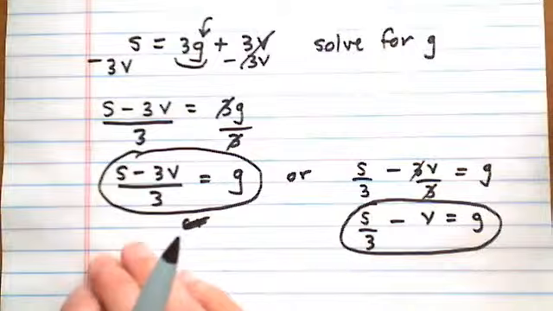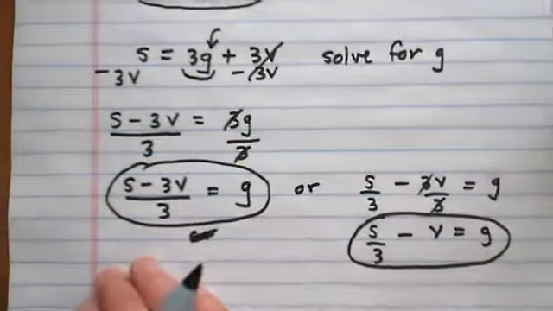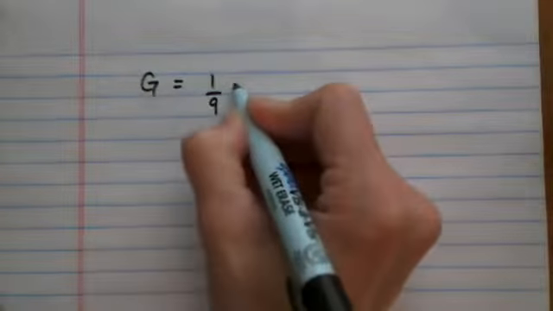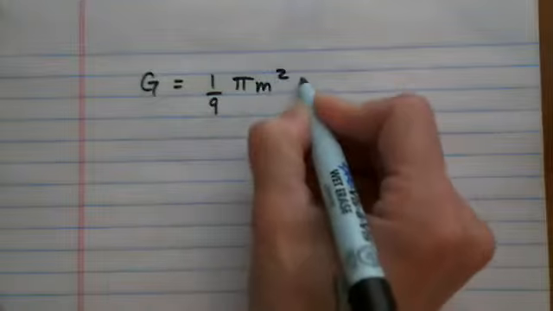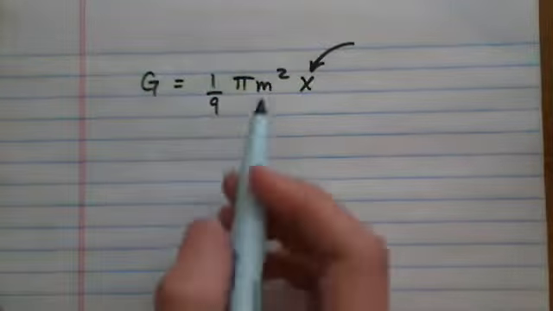And let's try one more that has parentheses in it. So we're following the usual process for solving a linear equation. Exact same steps. And we're just pretending that the letters that we don't want, the letters we're not looking for, are numbers. Treat them like numbers. So let's say we have g is equal to 1/9 pi m squared x. And let's say we're solving for x.